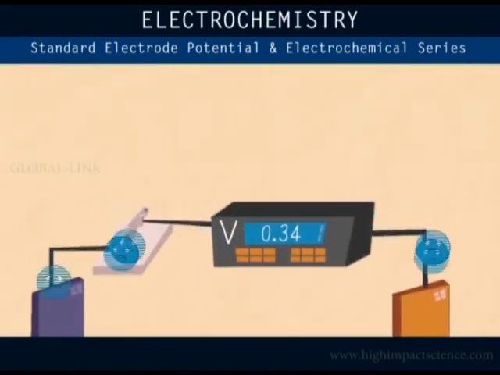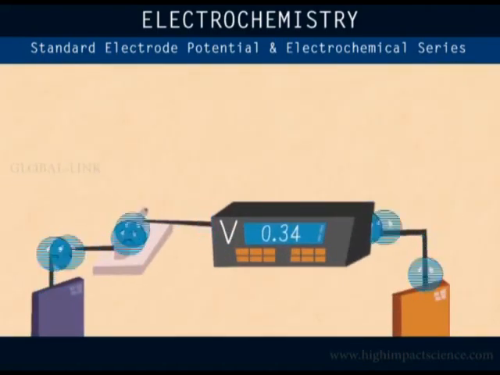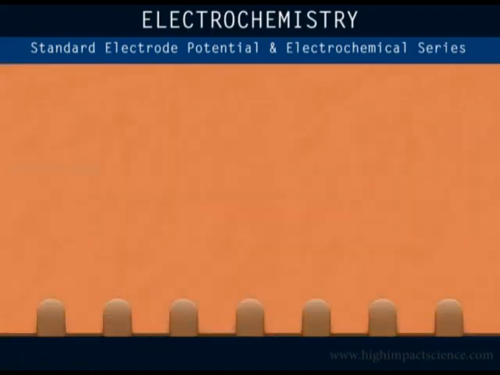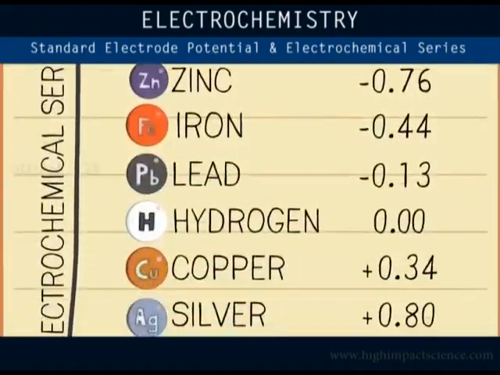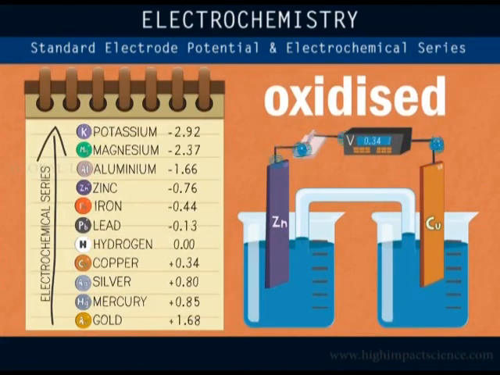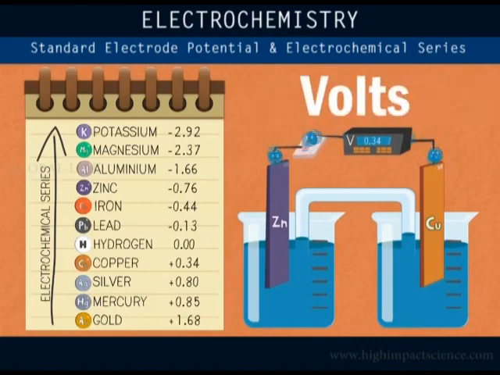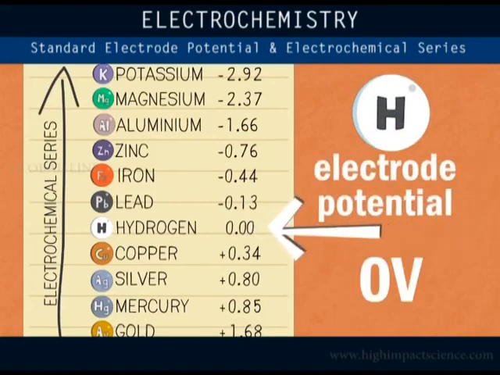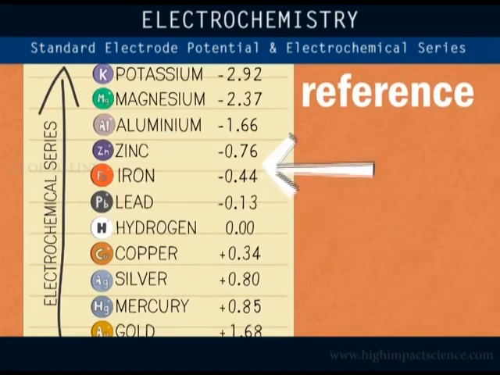Electrons flow through the wire from the metal higher in the electrochemical series to the metal lower down. The electrode potentials are arranged according to the substance's ability to donate its electrons, that is, how easily they are oxidized. All values are measured in volts. You will notice that for hydrogen, the electrode potential is 0 volts, and that is because it acts as a reference. All other electrode potentials are measured against this value.